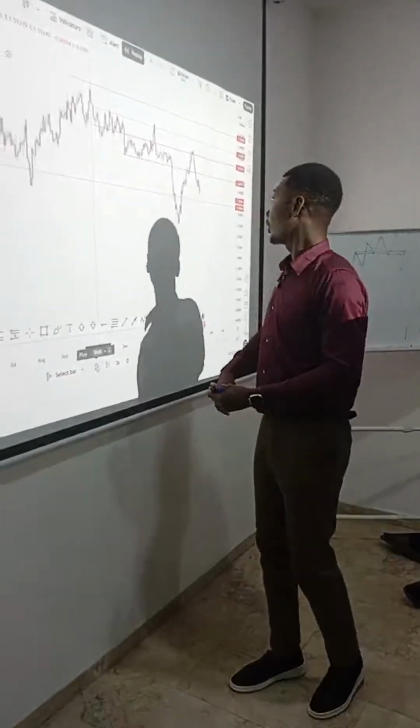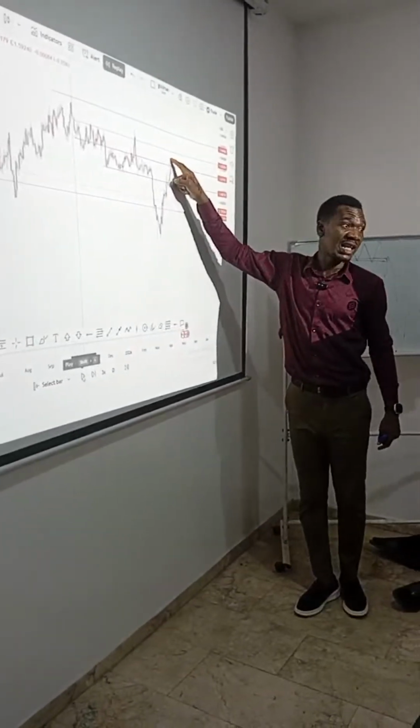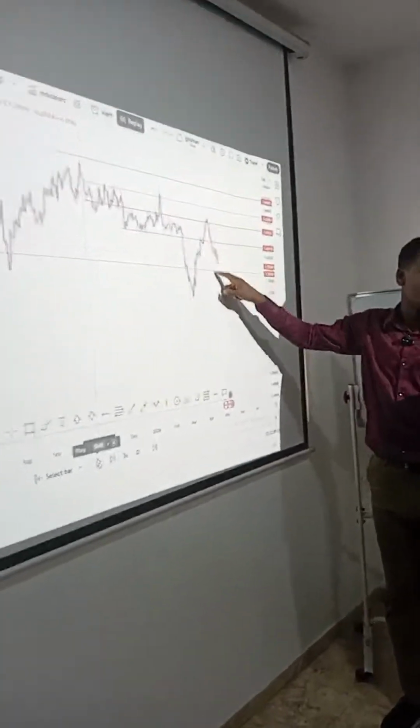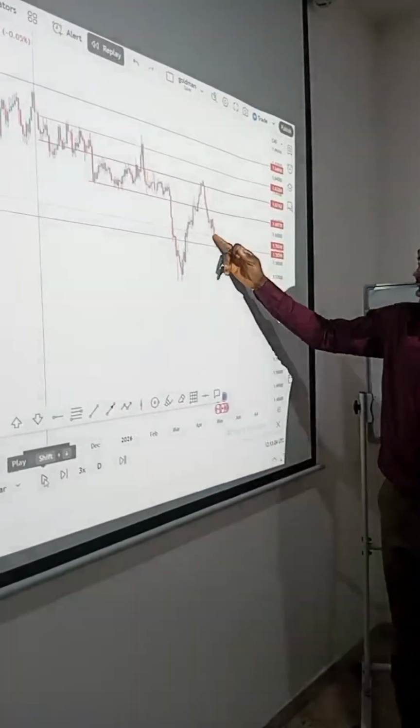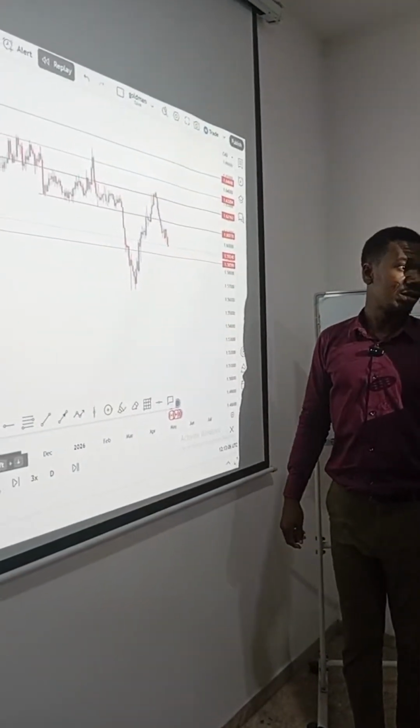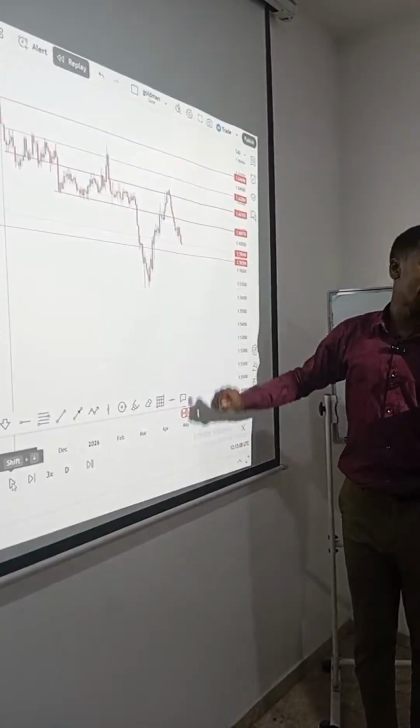So it is no coincidence that the market is reacting from this level, dropping from here to the downside. True or false? Where is it going now? It's going here. It's going to test this level. Do you understand me? Yes.